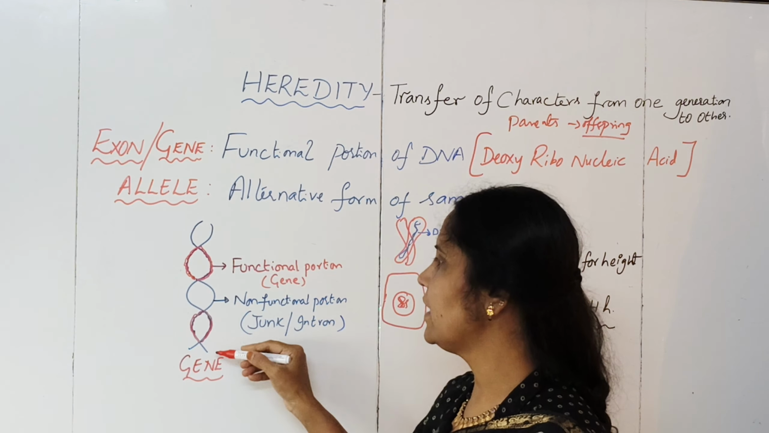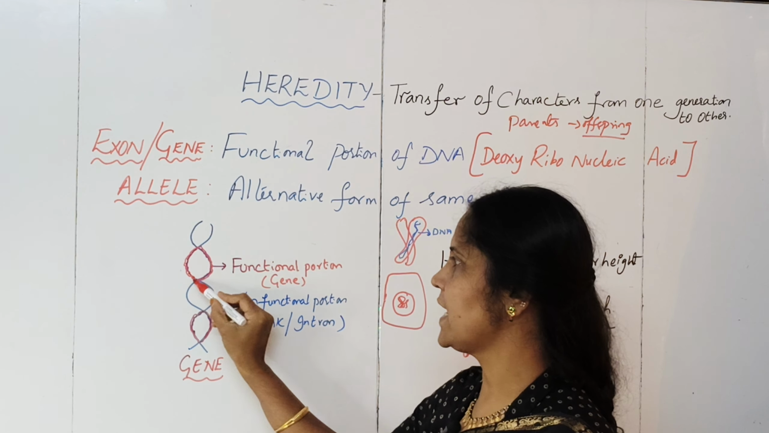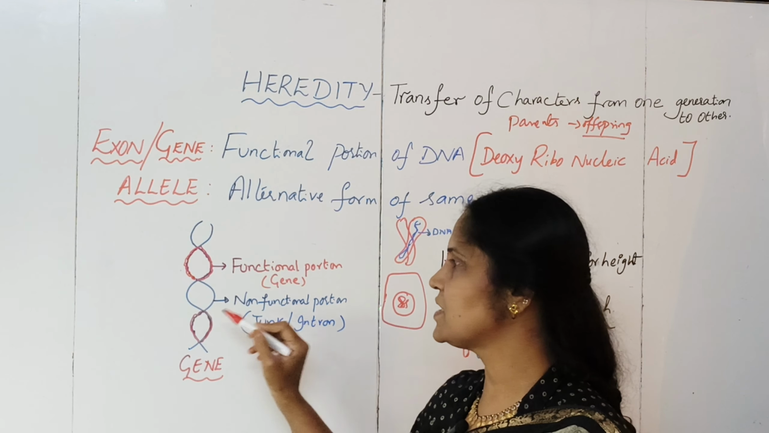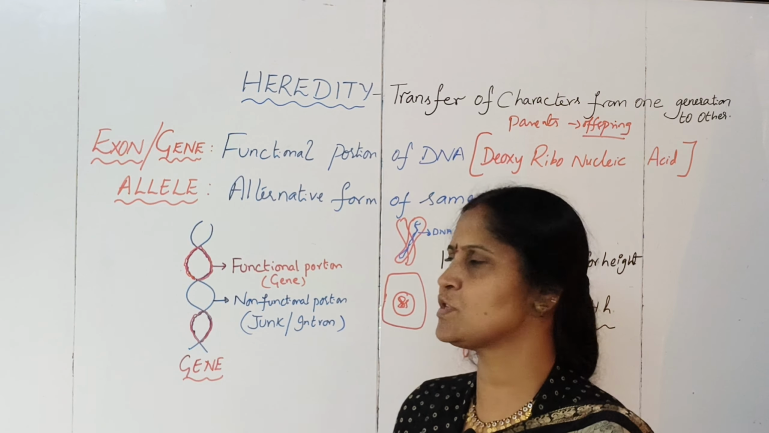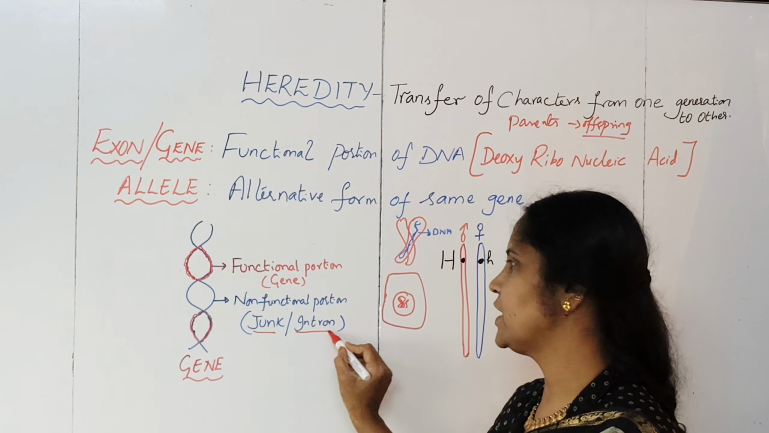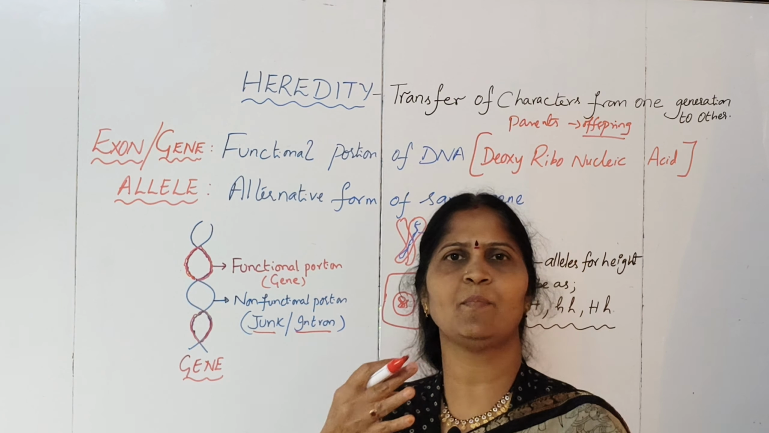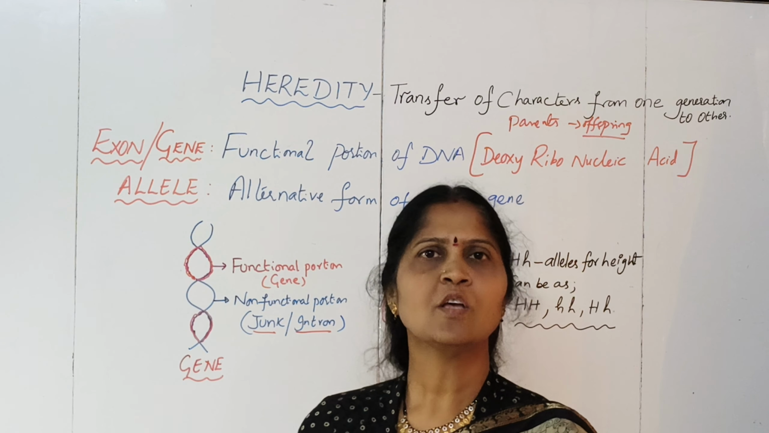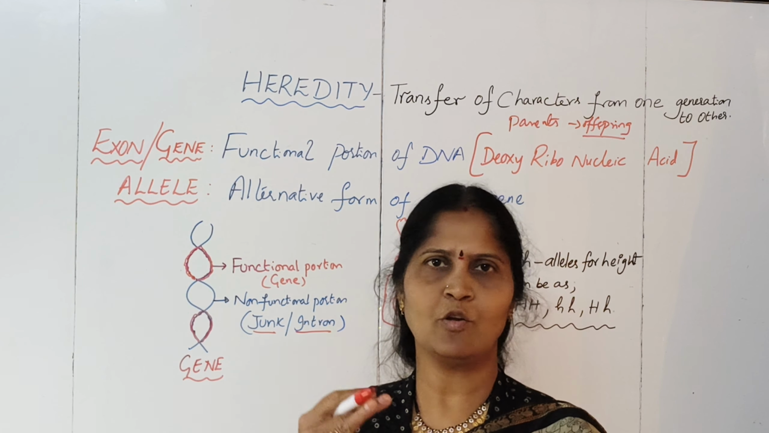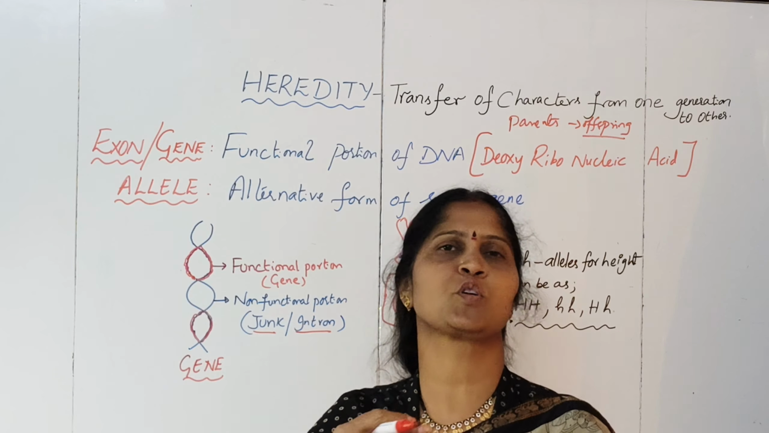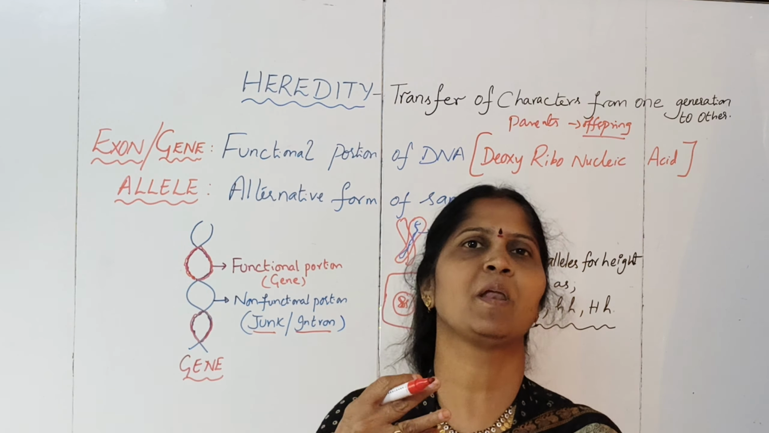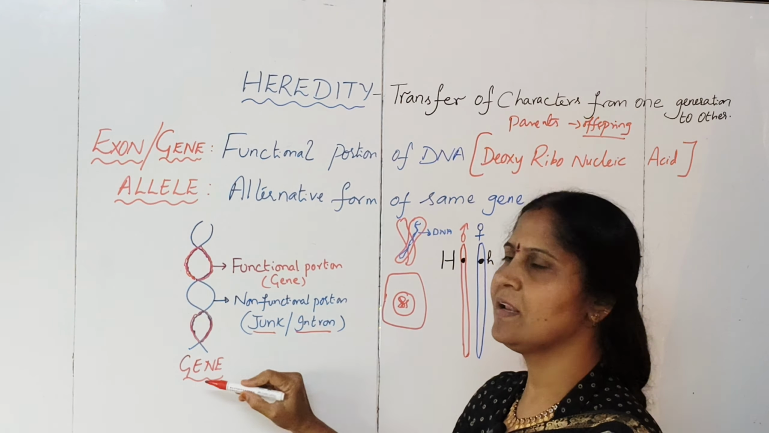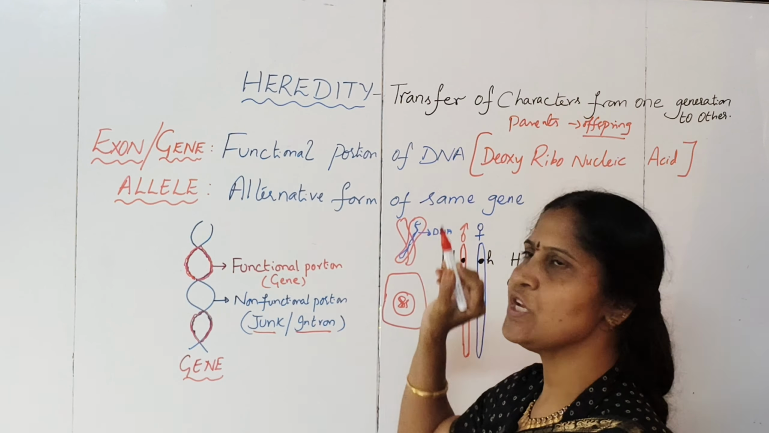So out of this entire DNA, some portion of the DNA, as I have shown in the red color, will be functional. Whereas some other portion will be non-functional DNA, which is also called the junk DNA, or the intron. It will just add up to the weight of the DNA, but it will not perform any of the important functions. So when you talk about gene, it is the functional portion of the DNA which is responsible for a particular character in the individual. The functional portions within the DNA are called the genes, or the exons.